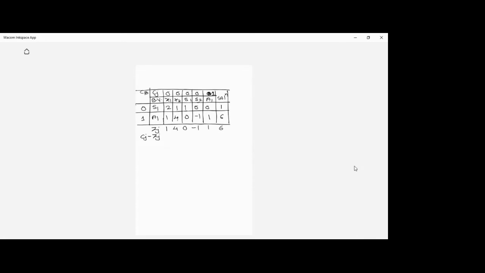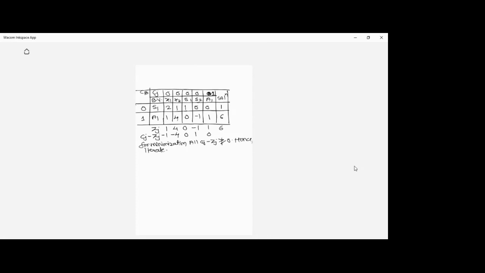So your Zj values will be this. Cj minus Zj will now be 0 minus 1 is minus 1, here it will be minus 4, 0, here it will be 1, and 1 minus 1 is 0, right? So this is Cj minus Zj. This is minimization, right? So for minimization, all Cj minus Zj values should be greater than or equal to 0. All Cj minus Zj values are not greater than or equal to 0, hence we'll have to iterate.